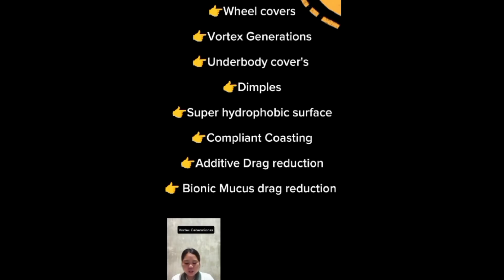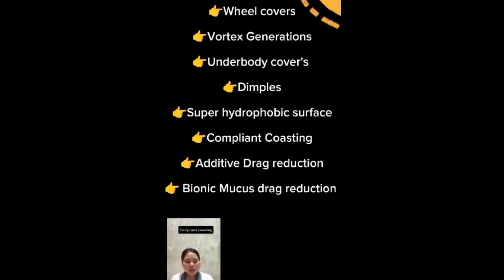Vortex generation, this small device can create vortices that delay flow separation and reduce pressure drag. Underbody covers, they can reduce drag by smoothing the flow underneath vehicle. Dimples, similar to vortex generators, dimples can create vortex that delay flow separation and reduce pressure drag. And we have superhydrophobic surface. This surface can reduce drag by allowing a thin layer of fluid to slip over the surface, reducing friction.